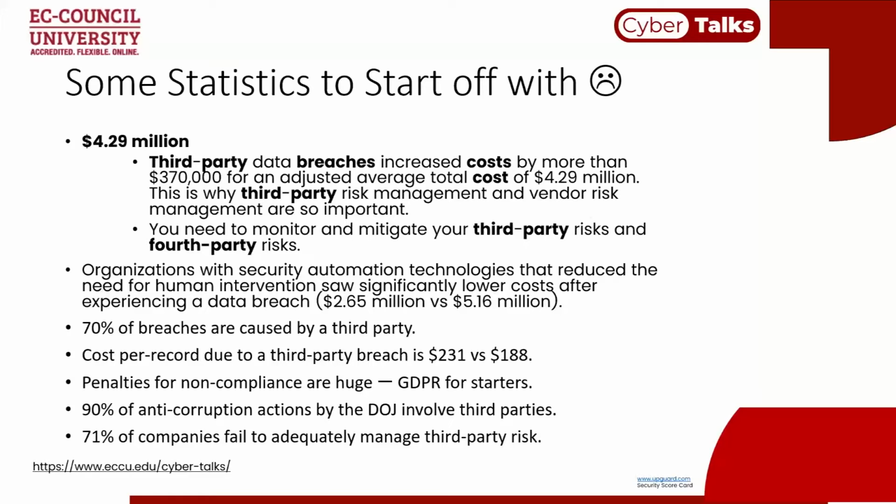Over here, the Department of Justice has about 90% of its anti-corruption cases due to or involving third parties. And currently, we're seeing about 71% of companies fail to adequately manage their third-party risk. This will, I believe, over the next 5 years, drop down to about 35 to 40%.